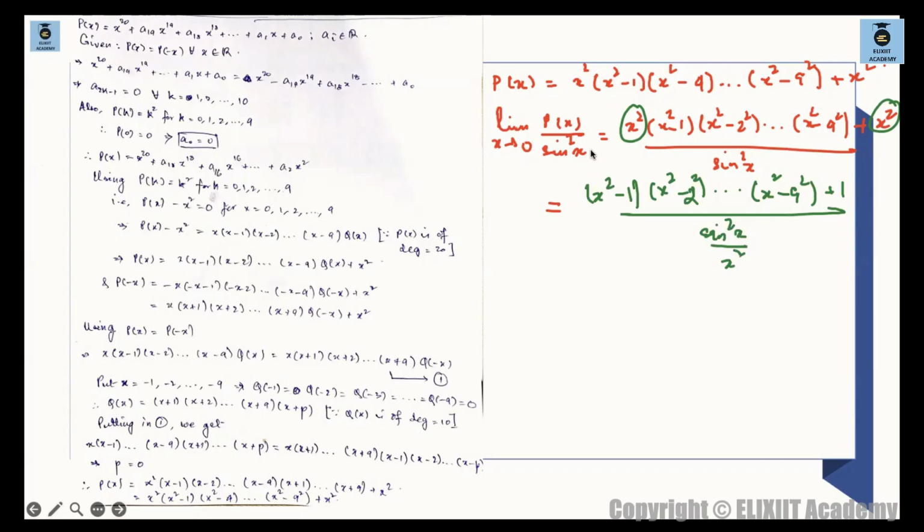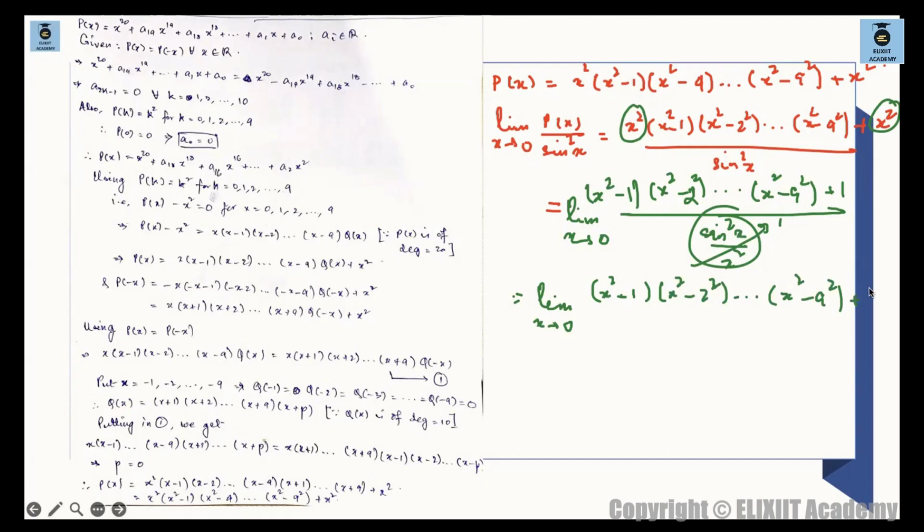So what happens is, as x tends to 0, once you distribute the limit, this quantity will tend to 1. Same thing as sin x upon x whole square, so this quantity will tend to 1. So with limit x tending to 0, you're left with x square minus 1, x square minus 2 square, and so on till x square minus 9 square plus 1.